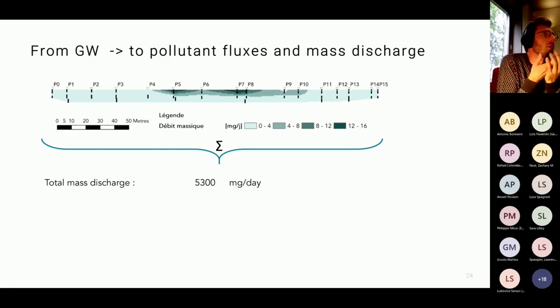Since we now have the mass discharge, we can add it up to have the total amount of metal that is discharging through this control plane. And in this case, for example, I don't remember exactly which metal it was. I think it was cadmium in this case. But we had a total mass discharge of 5.3 grams per day.